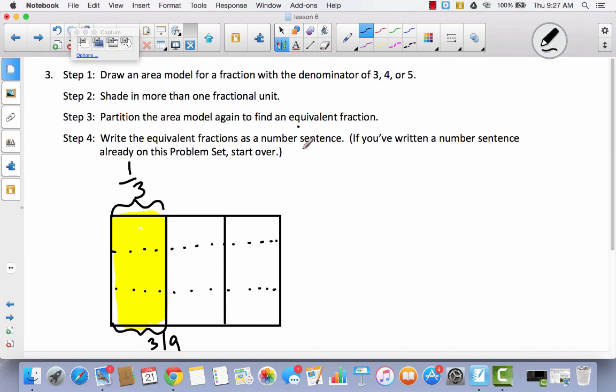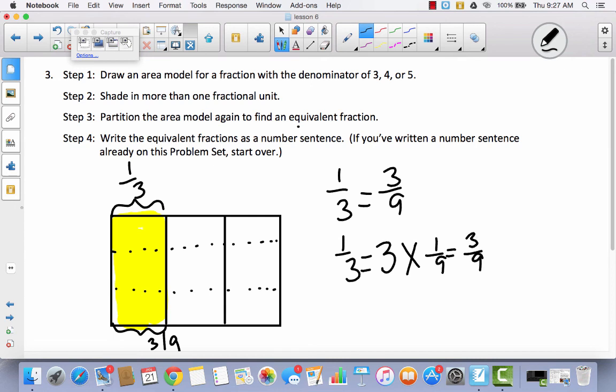Write the equivalent fractions as a number sentence. So I've got 1/3 is equal to 3/9. 1/3 is equal to, I could say 1/9 plus 1/9 plus 1/9, 3 times, or I could just say 3 times 1/9, which is equal to 3/9.